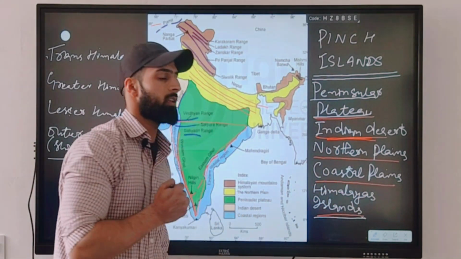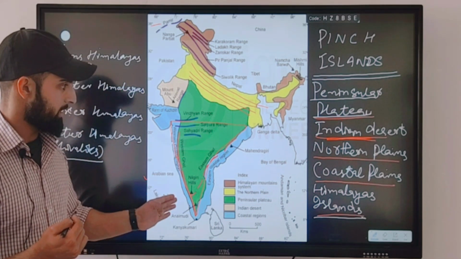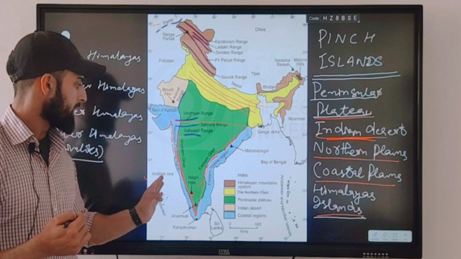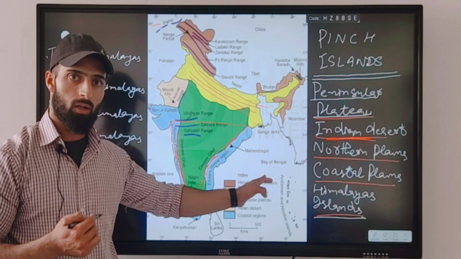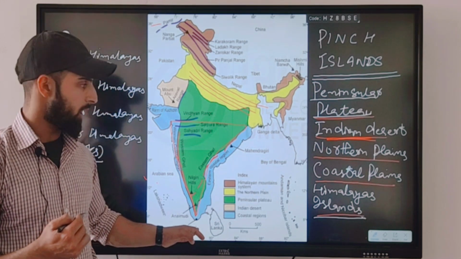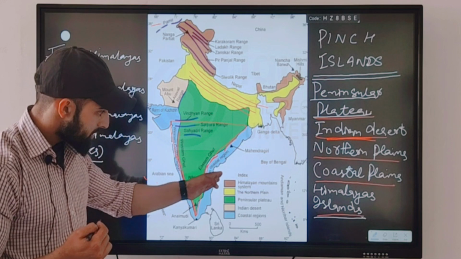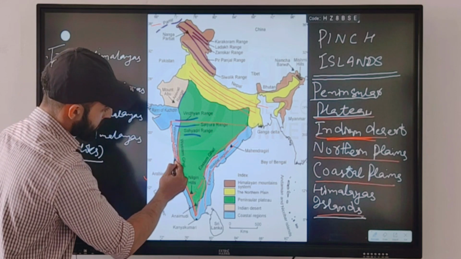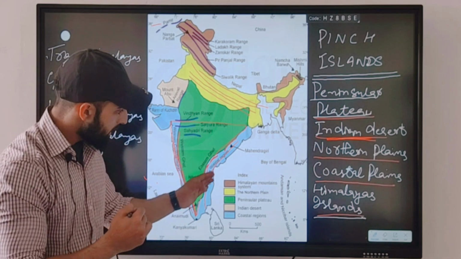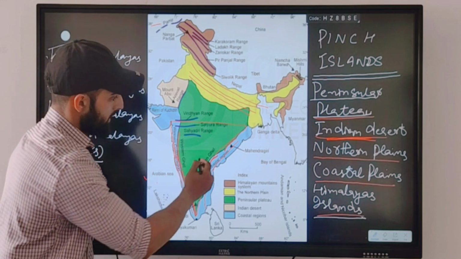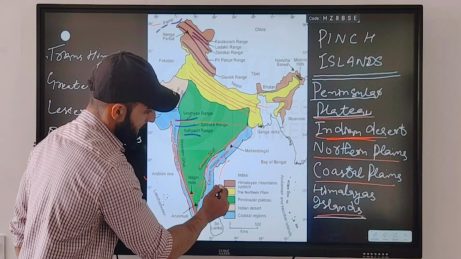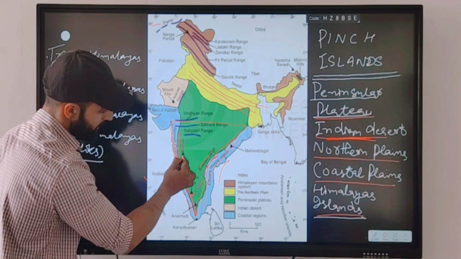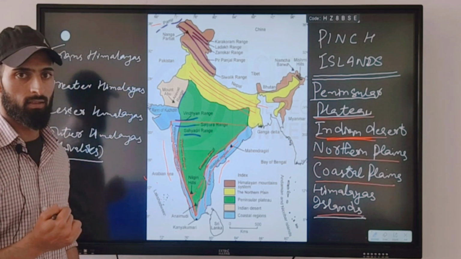Now we have coastal plains. As you can see, peninsular plateau of India is surrounded by three water bodies: Arabian Sea on the west, Bay of Bengal in the east and Indian Ocean in the south. Now here we have east coastal plains and here we have west coastal plains. Here east coastal plains are sandwiched between Eastern Ghats and Bay of Bengal. On the other side, western coasts are sandwiched between Western Ghats and Arabian Sea.